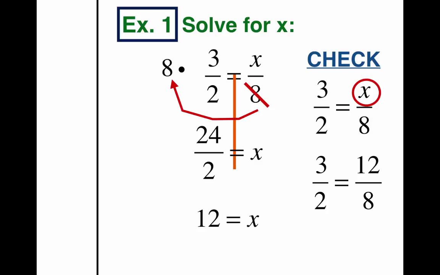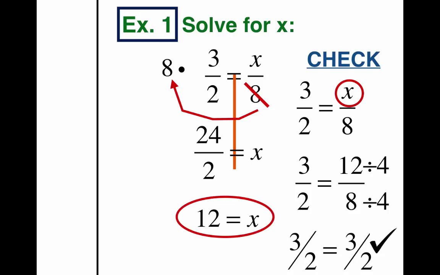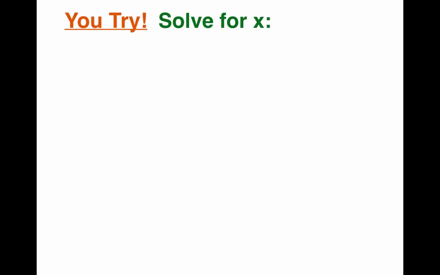You could grab a calculator and divide to get decimals: 3 divided by 2 and 12 divided by 8. Or you could simplify your fraction. What is 12 divided by? Well, you could divide by 4. 12 divided by 4 would give you 3, and 8 divided by 4 would give you 2. And look, you'd have 3 over 2 and 3 over 2. You'd have equal fractions. Therefore, it's a proportion. Proportions are equal fractions. Okay, so check mark that. That's the right answer. Circle x equals 12. We're going to the next problem.